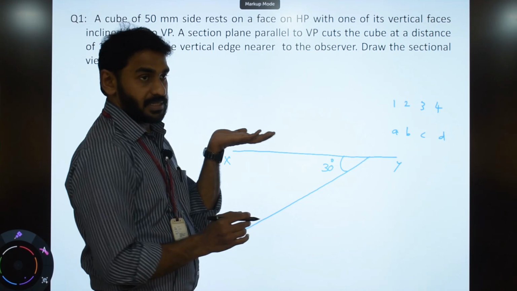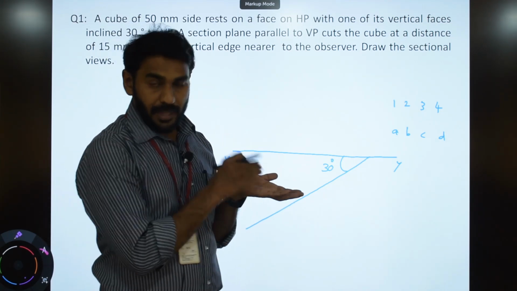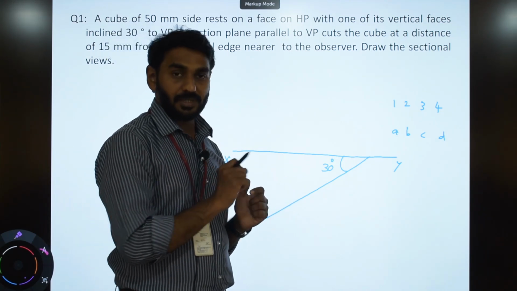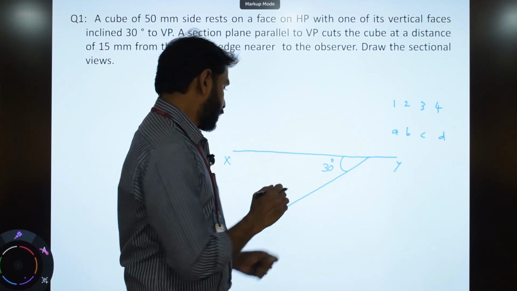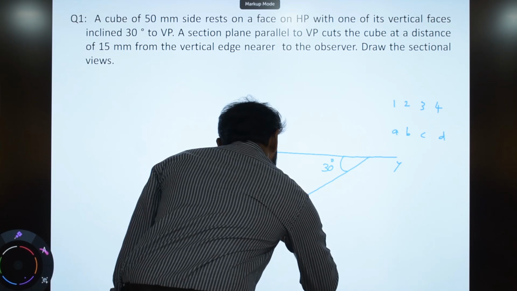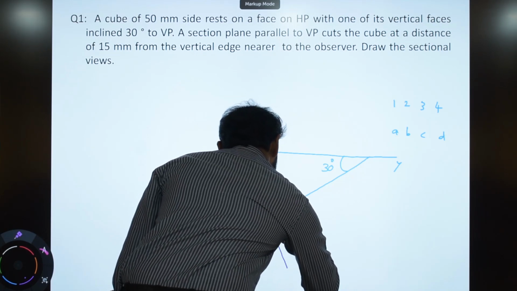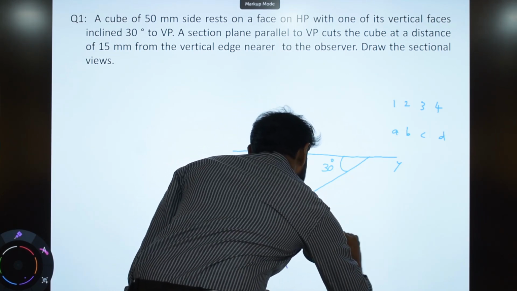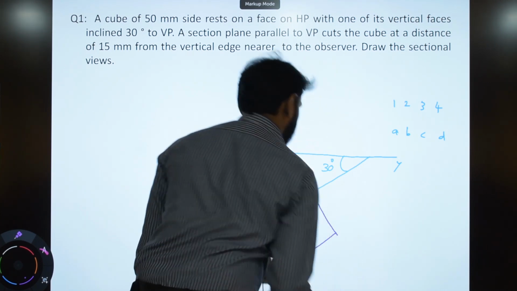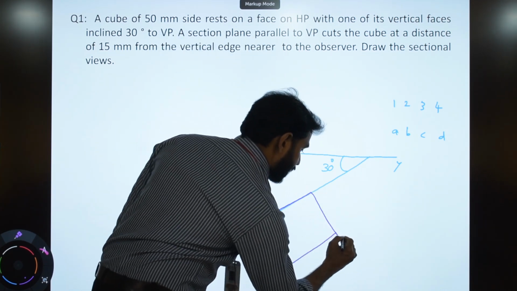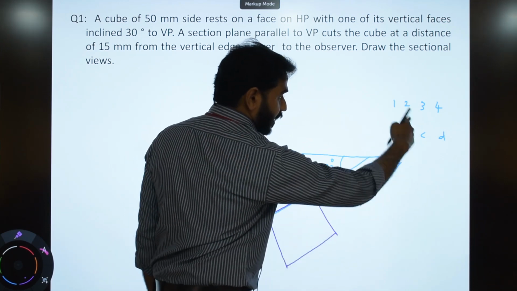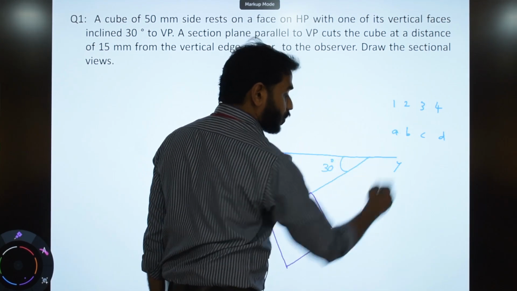Now we need to draw the top view of the cube. So here it is resting on HP on a square face, so you can see the true shape of the base in the top view only. So you have to draw the top view first. So we draw the cube. In the top view you will be seeing a square face. Now I name the corners of the base as ABCD like this, and the top face corners are 1, 2, 3, 4.